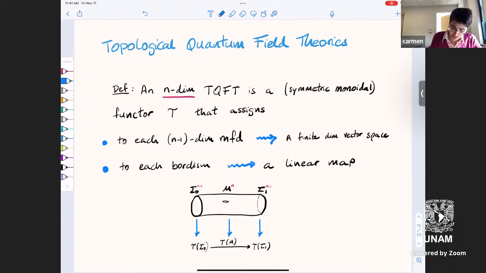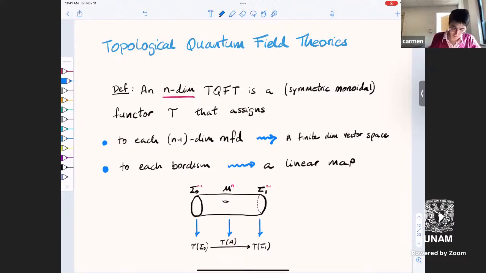It's going to assign to each n-1 dimensional manifold. Now the dimensions here are important. You're saying that your functor is n-dimensional when you're thinking about the dimension of the bordism, which is your n. And the n-1 dimensional manifolds would be boundaries, which are obviously one dimension lower. So to each n-1 dimensional manifold, your functor assigns a finite dimensional vector space.